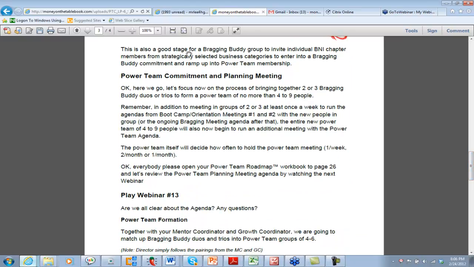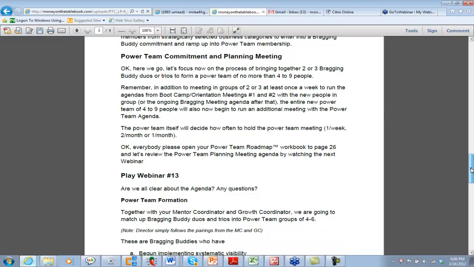Okay, top of page 3. This is also a good stage for Bragging Buddy groups who invite individual BNI chapter members from strategically selected business categories to enter into a Bragging Buddy commitment and ramp up their Power Team membership. Okay, so here we go. Let's focus now on the process of bringing together 2 or 3 Bragging Buddy duos or trios to form a Power Team of no more than 4 to 9 people. And I'm hoping that there are not going to be 3 trios at this point.